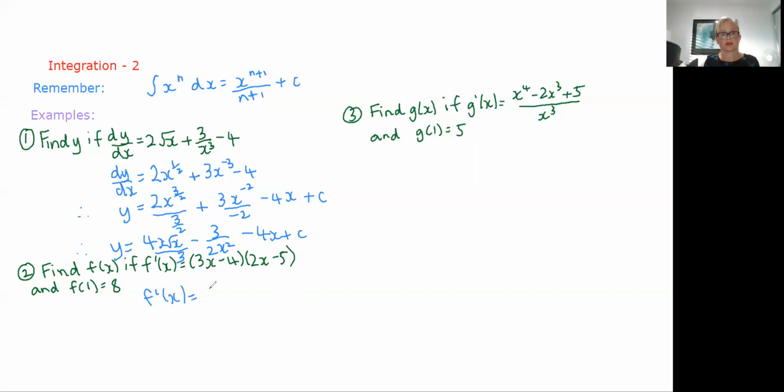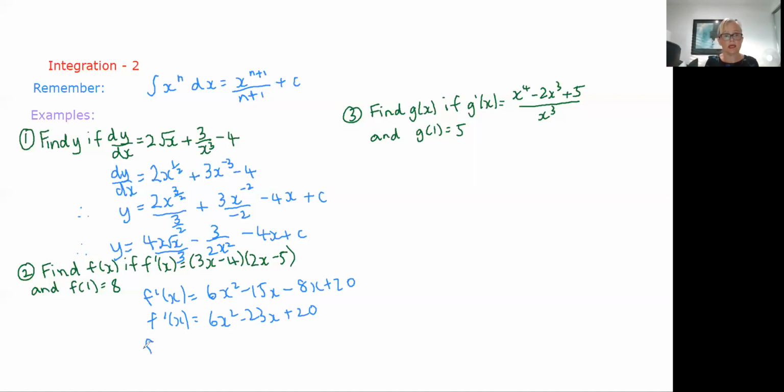3x times 2x is 6x squared. We've got minus our 15x minus our 8x plus 20. So this is just, of course, 6x squared minus 23x plus 20. Now, we haven't done any integration yet. We've just expanded out our bracket so that now we have a sum or difference.